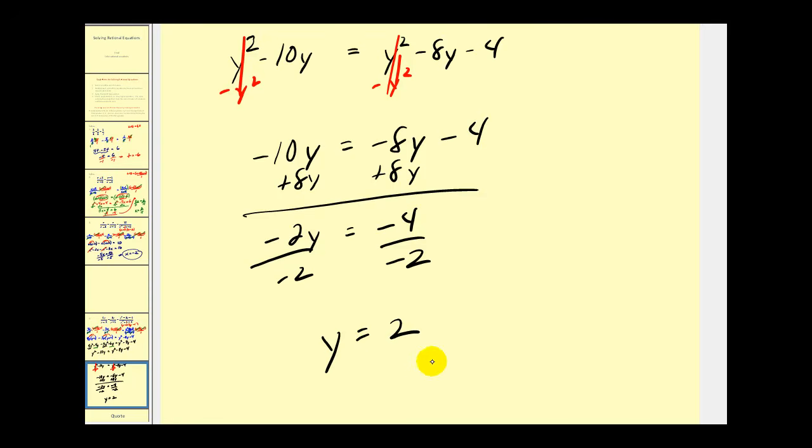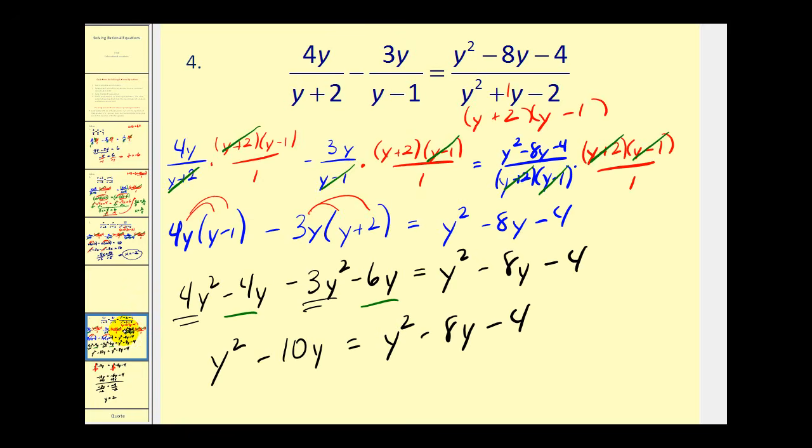Now again, before we conclude this is a solution, we need to go back and check to make sure it doesn't make one of our denominators in the original equation 0. And negative 2 would not work, but positive 2 will be just fine.